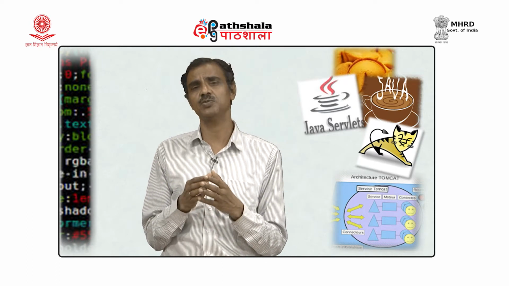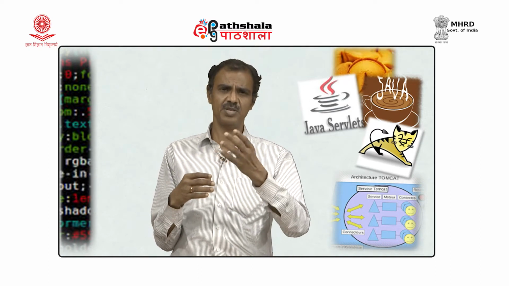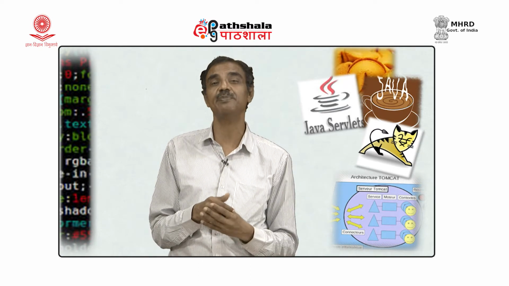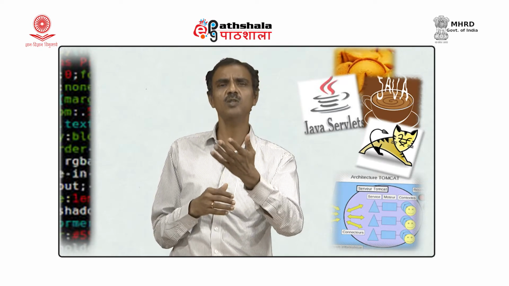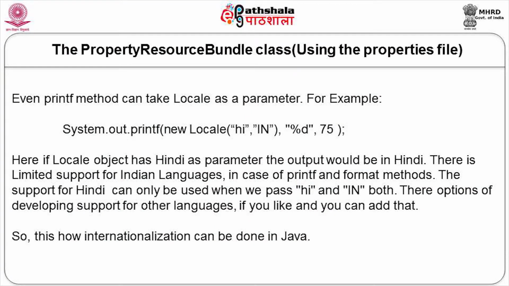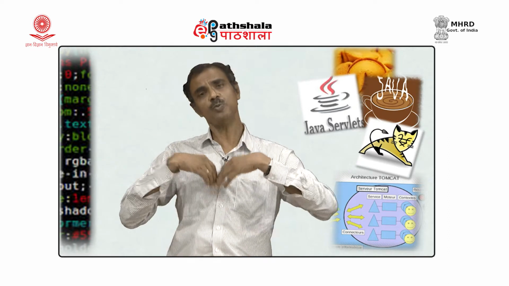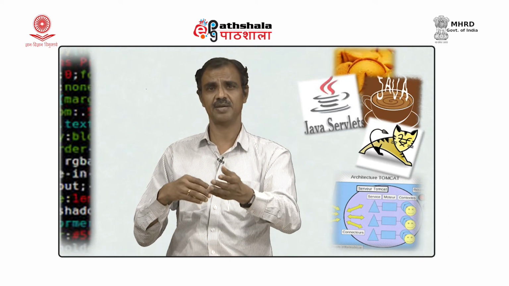Very commonly we use the println method, but there is also a printf method. Even the printf method can take a Locale as a parameter. So, when you say printf, you do the formatting and then a comma, and you can pass your Locale object. For example, you could try creating a Locale object for Hindi India, HI IN, and use it as a parameter while you format. When you format a number or a date, the output will come out in Hindi in that case.